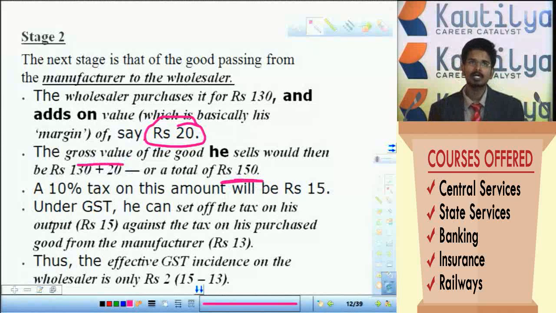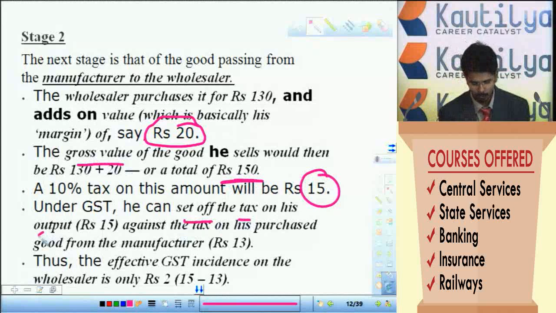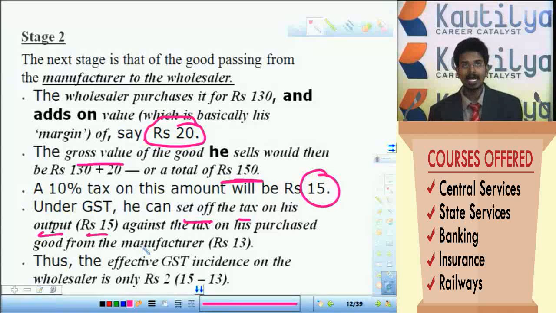Now on this, if a 10% tax is levied, it will be ₹15. Under GST, what he can do is set off the tax on this output, ₹15, against the tax on his purchase of goods from the manufacturer, that is ₹13. The manufacturer has paid a tax of ₹13. Thus the effective GST incidence on the wholesaler is only ₹2. 15 minus 13, that is ₹2.